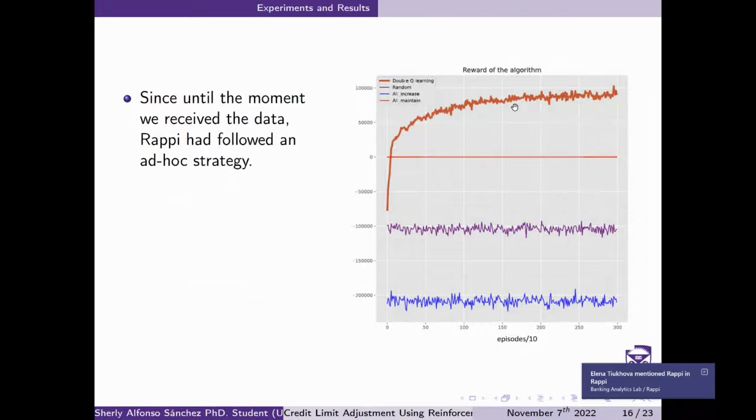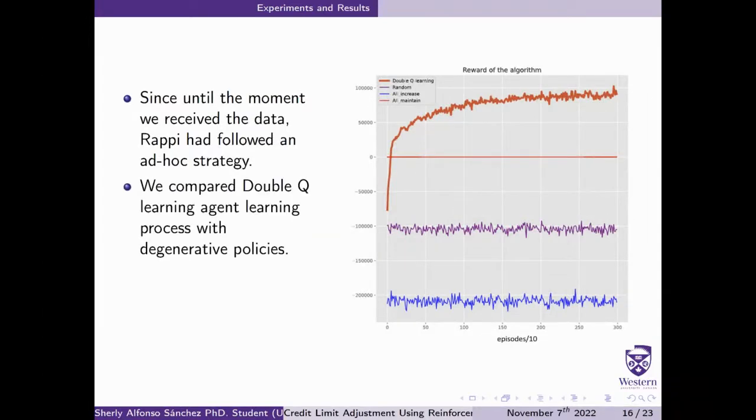Sorry. Here is the comparison between our strategy and the baselines that we defined at the beginning of our research questions. Here you can see that our algorithm outperforms maintaining all the customers, increasing all the customers, which is the worst, and increasing randomly to the customers.